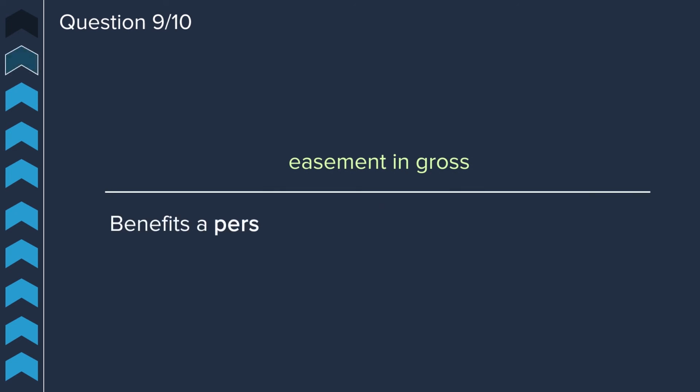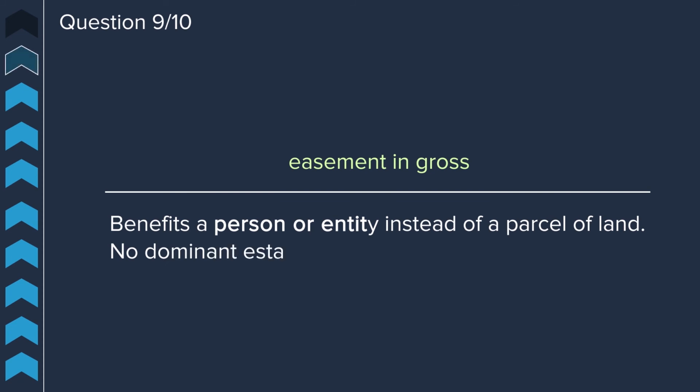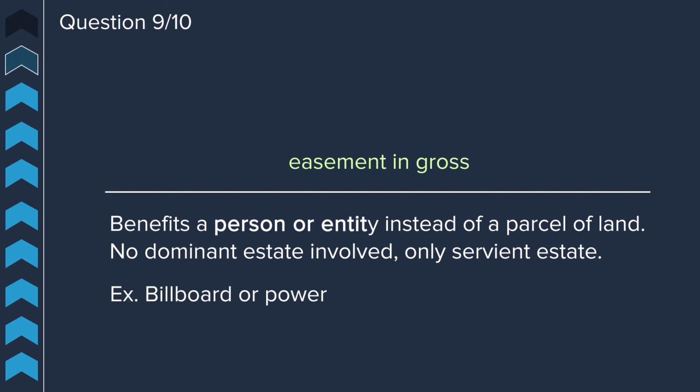Question 9. What is an easement in gross? An easement in gross benefits a person or entity instead of a parcel of land. No dominant estate is involved, only a servient estate. An example of an easement in gross is a billboard or power lines on the servient estate.